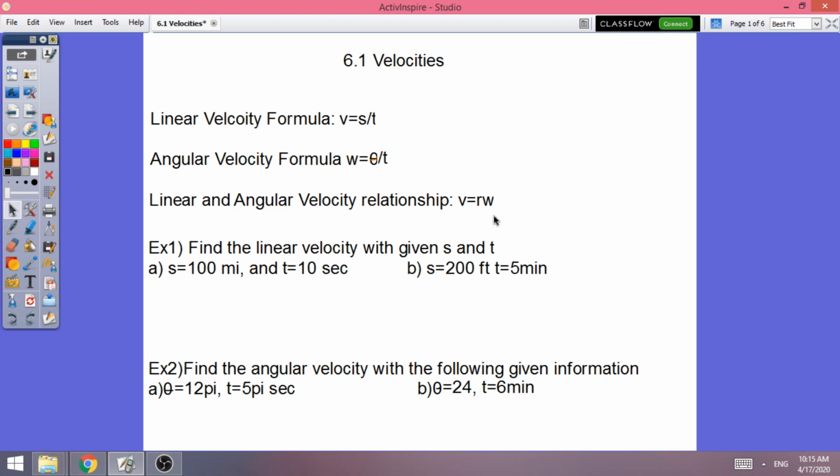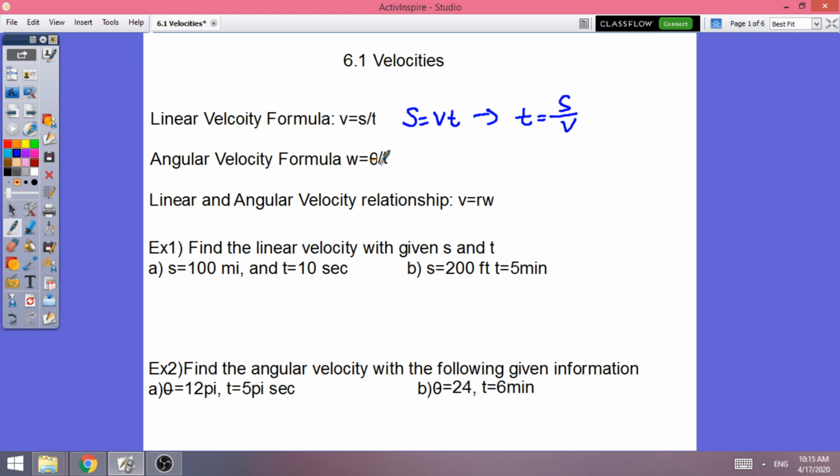I can show the proof for this formula right here, the reason why v equals r times w. Let's say we solve for t in terms of v and s. Just cross multiply, and we have s equals v times t. To isolate t, we have t equals s over v.